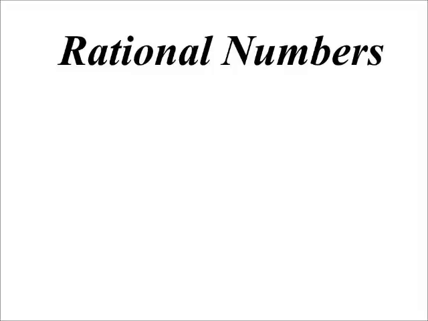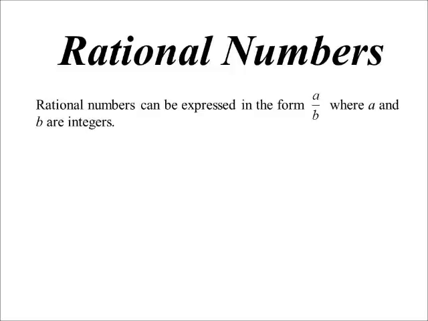Right, so we're talking about real numbers. Now, real numbers can be broken down into other types of numbers. Rational numbers, which basically is any number that can be written as a fraction, I suppose, is the easiest way of saying it. More technically, rational numbers are expressed in the form a over b, where a and b are integers.